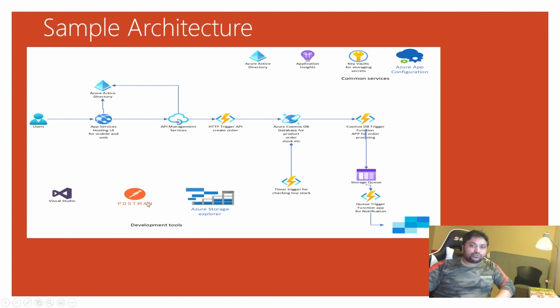Postman is a tool to test your API without any UI, and Azure Storage Explorer, where we can explore and connect Cosmos DB and queue storage to see what messages are there and how they look in Azure storage. So that is the whole architecture and how we are going to do our demo series.